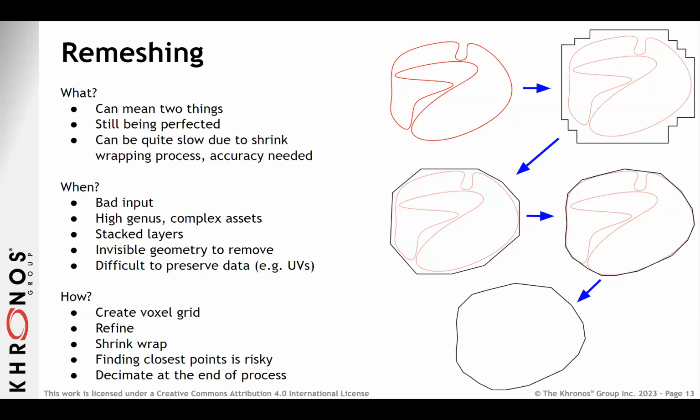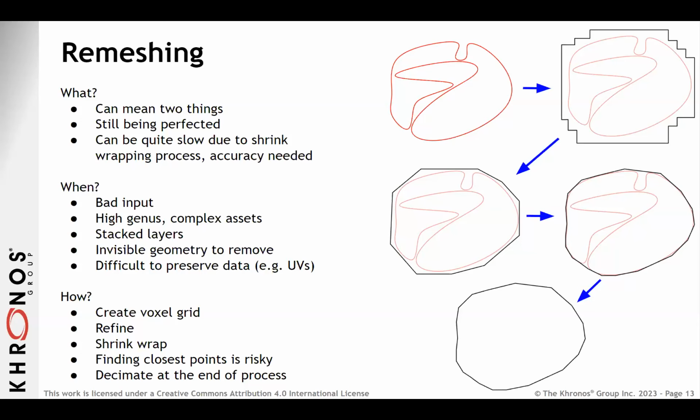However, the downside is, again, performance, but also it's hard to preserve data, for example UVs, because like I mentioned, we're creating a new mesh based on the old one. So we basically get rid of the data and we have to recreate it. The way it's done, you create a voxel grid, a grid that encapsulates your asset, and then we refine it, like you can see on those nicely drawn diagrams, and then you shrink wrap.